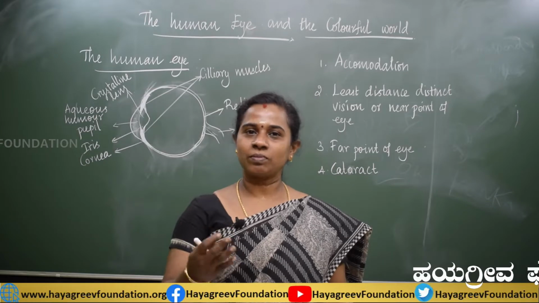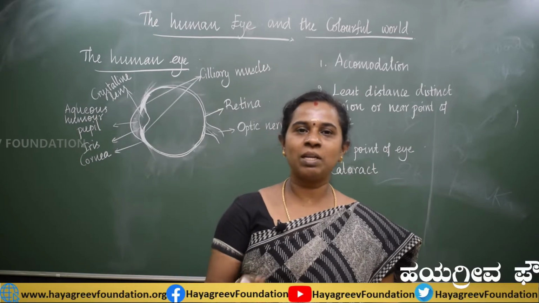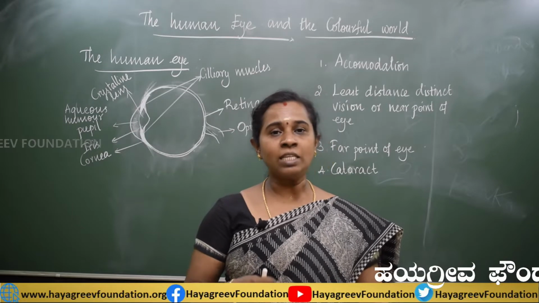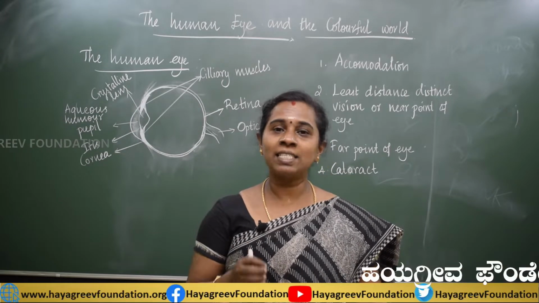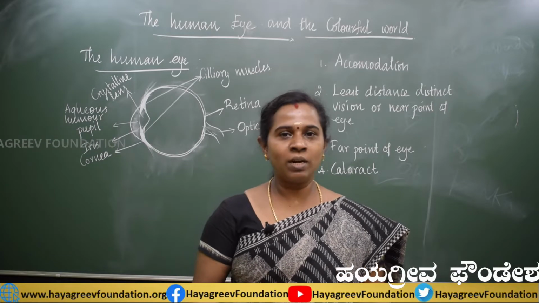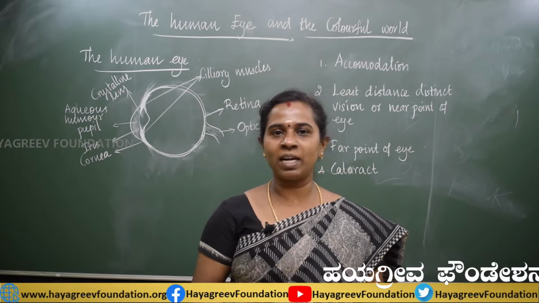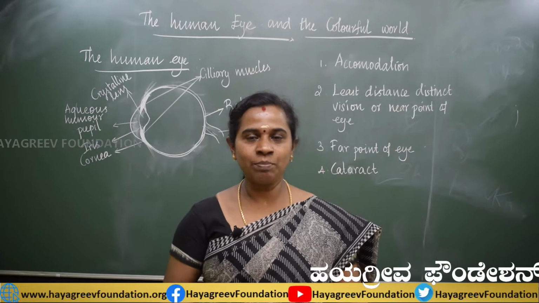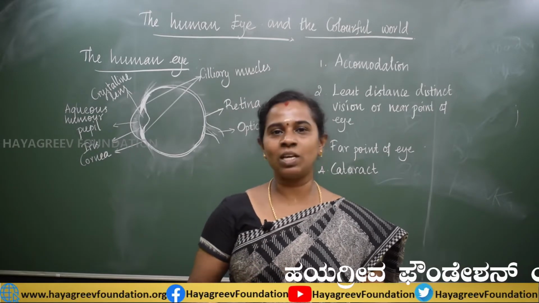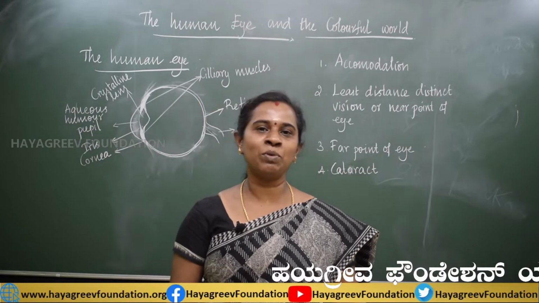Now I am going to explain about sense organs. We know 5 sense organs are there. In that, the most wonderful and sensitive sense organ is the human eye. With the help of the human eye, we are able to see the colorful world, the colors around us, everything we are able to see.